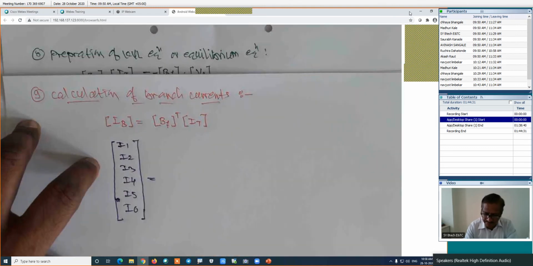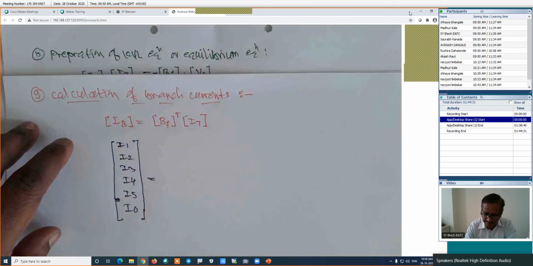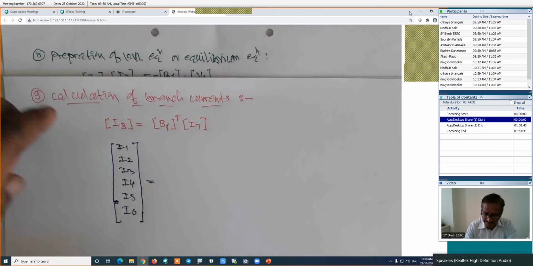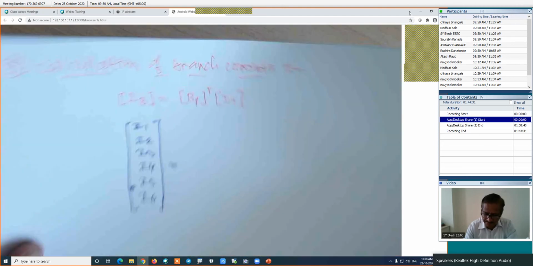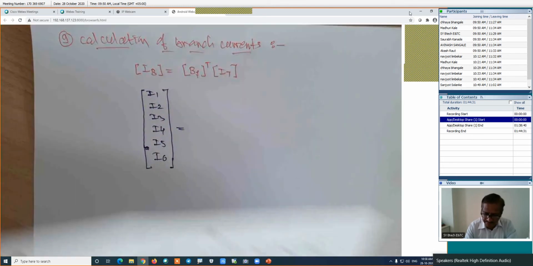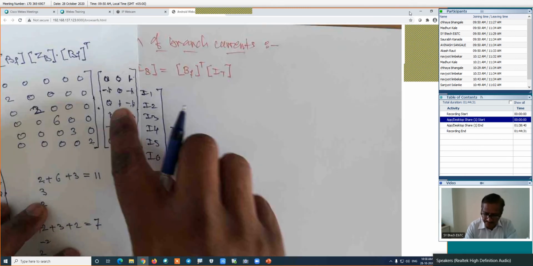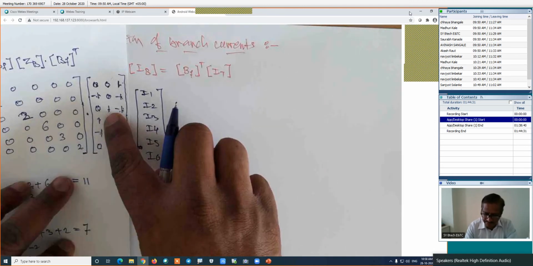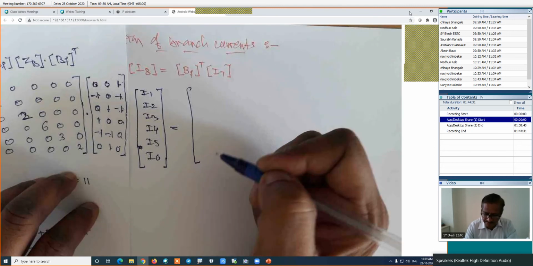BF transpose. The transpose of the fundamental Tieset matrix. I will show it here. Just give me a minute. In this case, we have taken this BF transpose. Just I will copy it. Transpose of the BF matrix. Is it right?